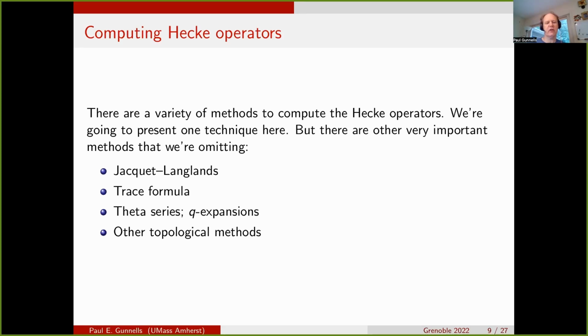Q expansions is also another technique, implemented in GP Pari just for working with classical modular forms. It works incredibly well. It's a great way to compute, and makes it very useful for doing experiments with classical modular forms. And there are other topological methods that I'm just not going to mention at all, but some of them are more closely related to the things that I'm going to talk about. Other ones are relatively distant from that. But in any case, this is not the only game in town. There are other tools in the toolbox that you can use to compute Hecke operators.